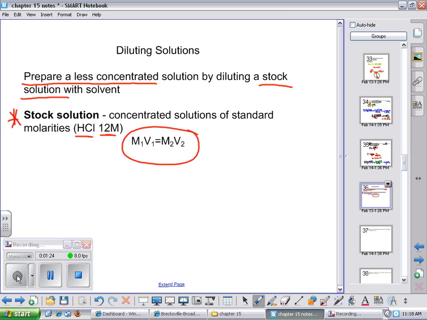The letter M stands for molarity. Okay, that's what we just talked about in the other video, how to find the molarity. The V stands for the volume. So just like in the gas laws, you have changing conditions here. You have an original concentration and volume, and you have a new concentration and volume. So you're going to be starting out with a 12 molar concentration, and you want to dilute it down to a 3 molar concentration.